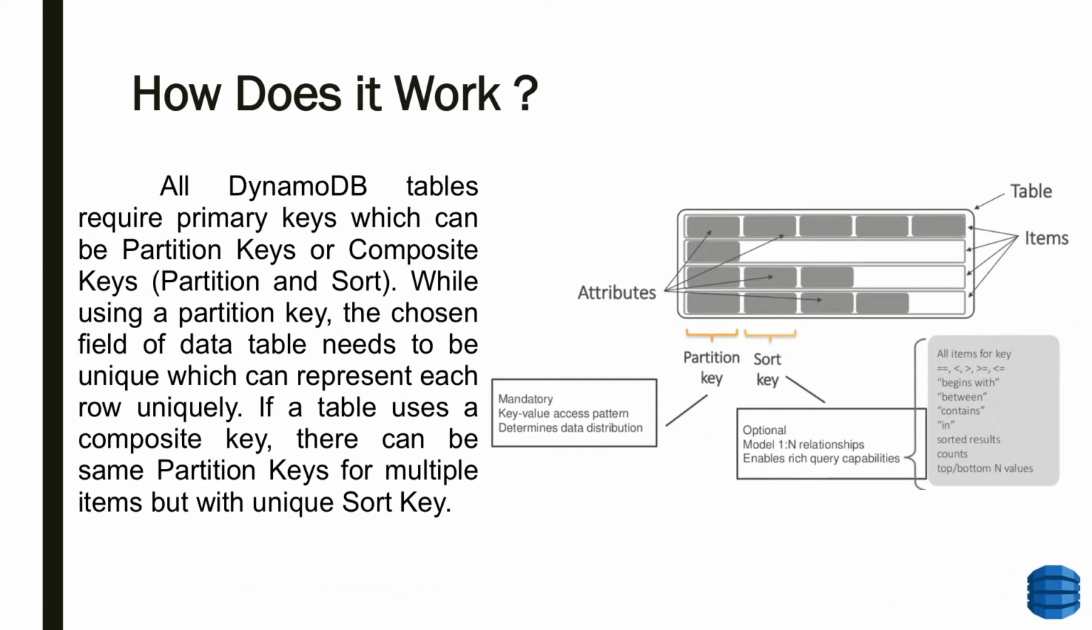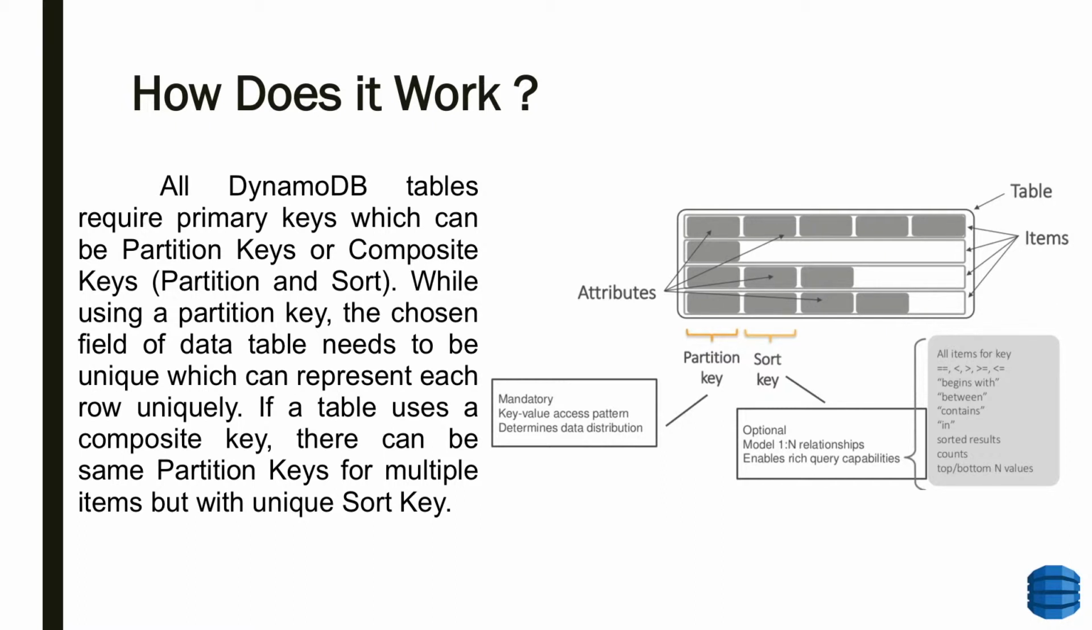Now let's talk about how DynamoDB works. A DynamoDB database can be broken down into three abstractions, which are tables, items, and attributes. A DynamoDB table requires a primary key, which can be a partition key or a composite key. While using a partition key, the chosen field of the data table needs to be unique, which can represent each row uniquely. If a table uses a composite key, there can be the same partition key for multiple items, but with a unique sort key.